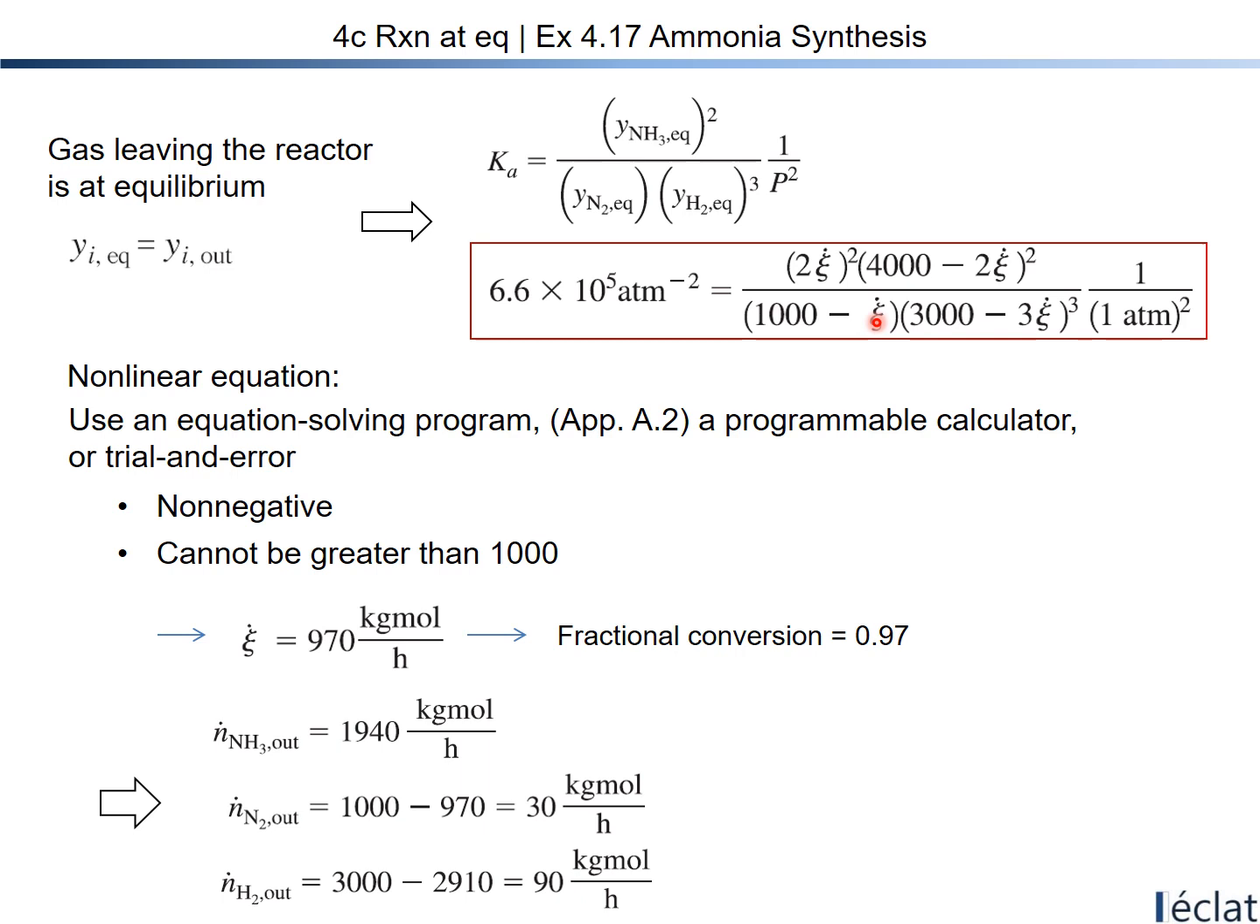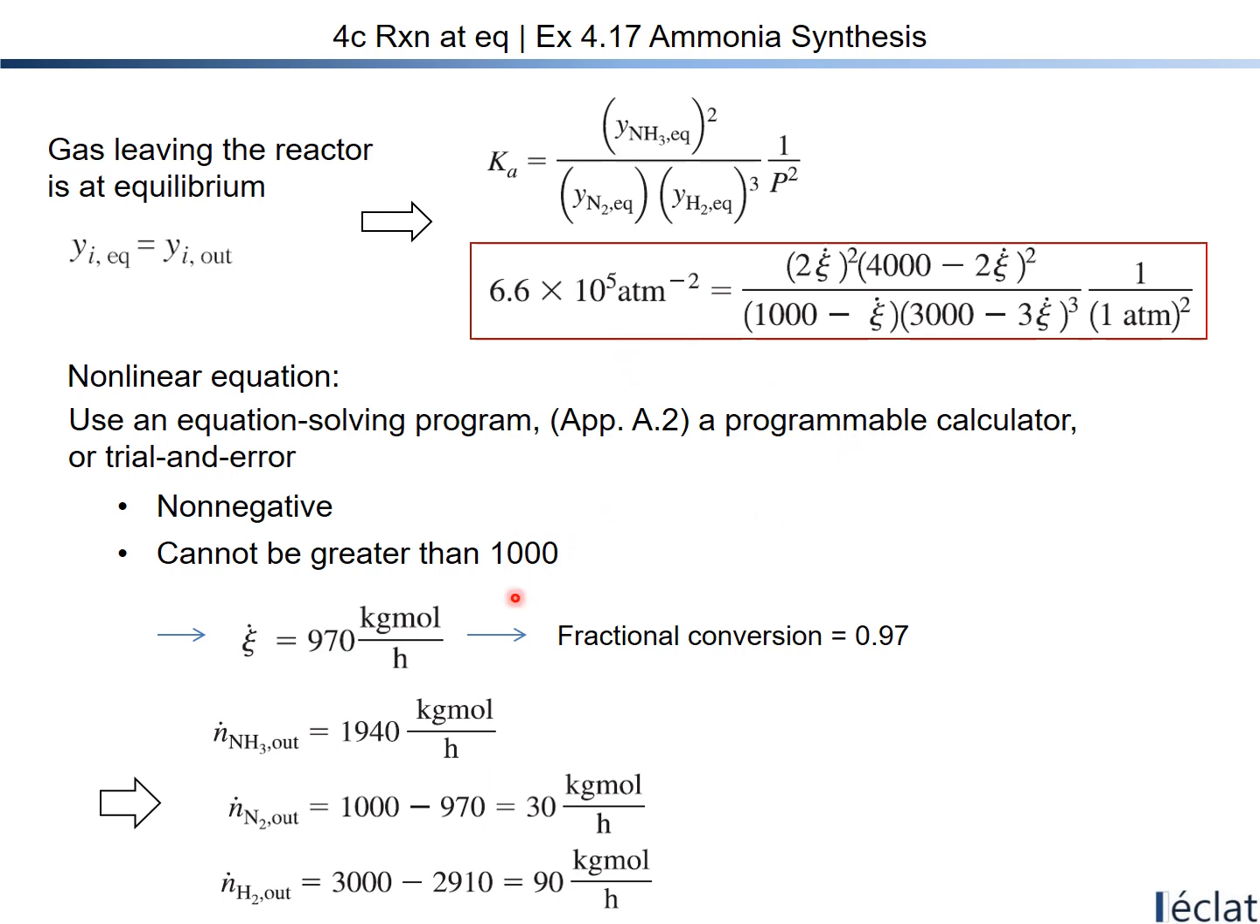Also, when you get the xi values, you should recognize that the xi value should be physically meaningful. For example, xi should not be negative. And also, xi cannot be greater than 1000 because the mole fraction becomes negative when xi is larger than 1000. So it must be between 0 and 1000.